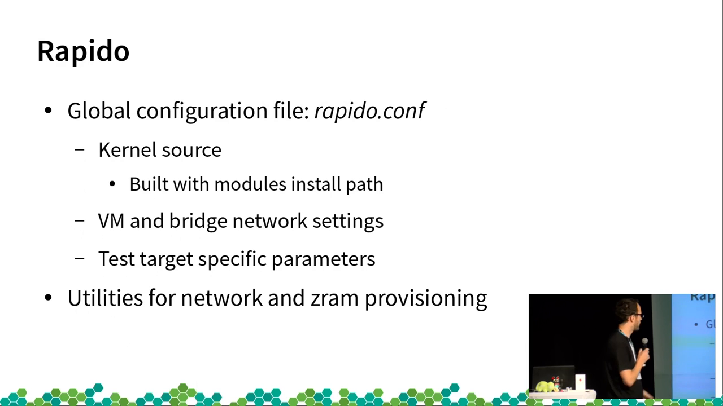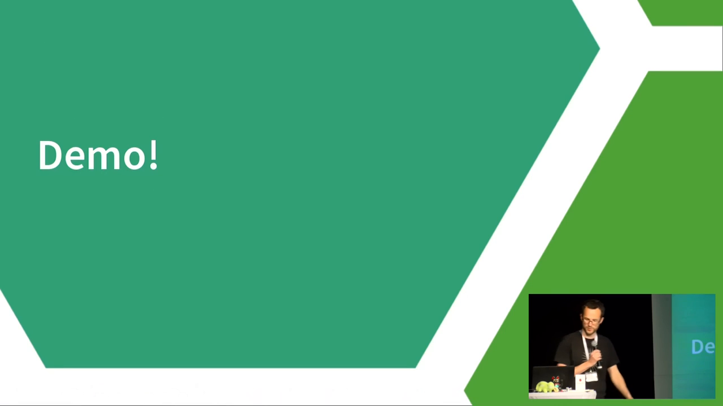For configuration, I put everything into a global rapido.conf file. At a minimum, all you need in there is to define where your kernel source is. Pretty much everything else can be derived from that. If you are bringing up a VM with a requirement for network, then there are some parameters for setting the static IP address. You can do things like set up a DHCP server and have the VMs boot from that. There are also within Rapido a number of other helper scripts for setting up network, provisioning RAM disks, so compressed RAM disks. And with that, I guess I'll move on to a demo.